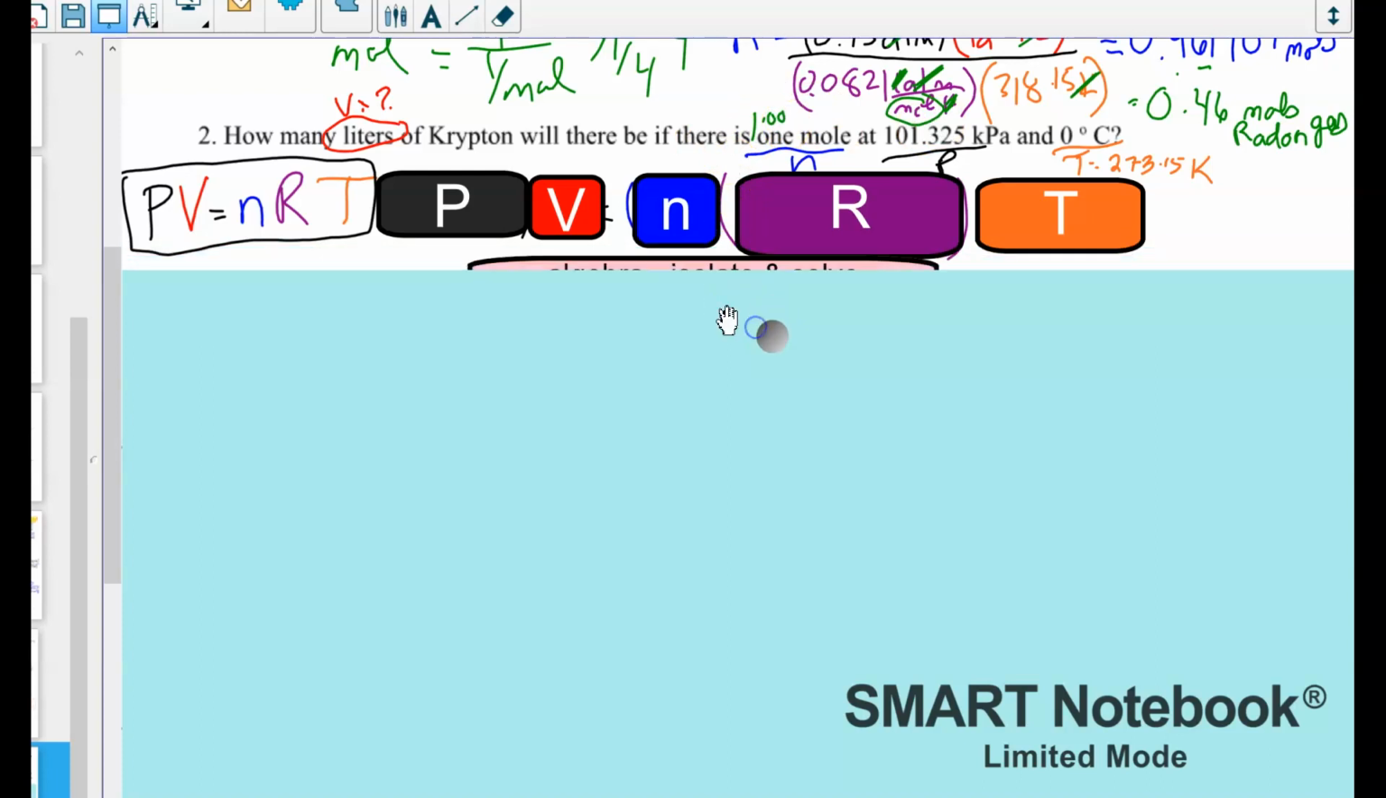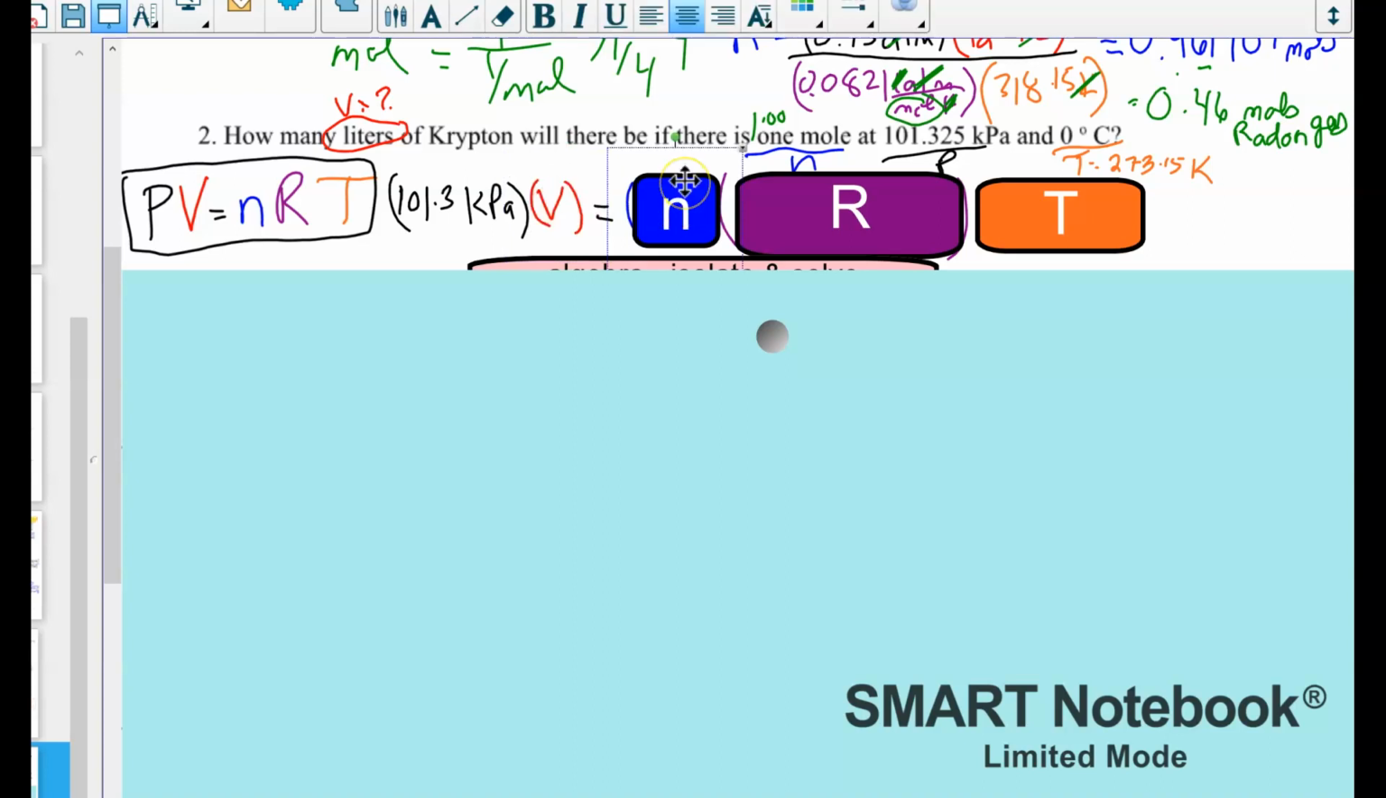So first step, always write the basic equation. Second step, always substitute in. Pressure, we have 101.3 kPa. Volume, we are solving for. N, my number of moles, is 1. And remember, I said we're going to make it 1.00 to be more precise.